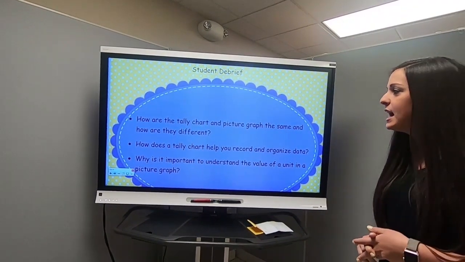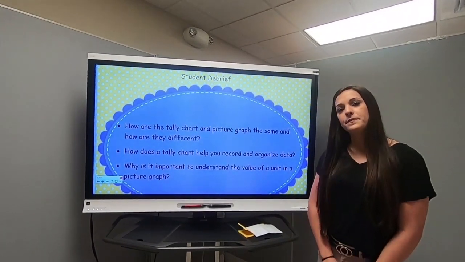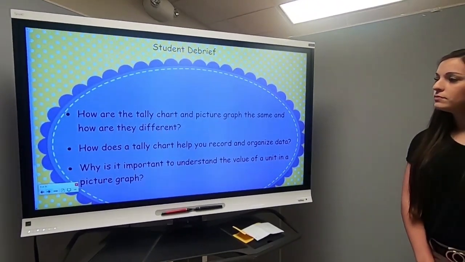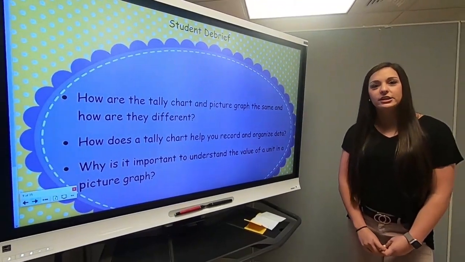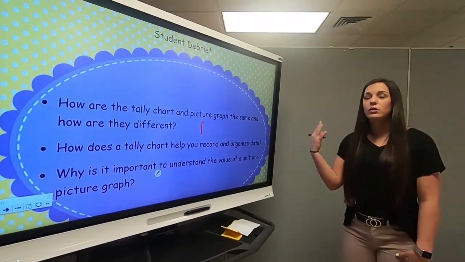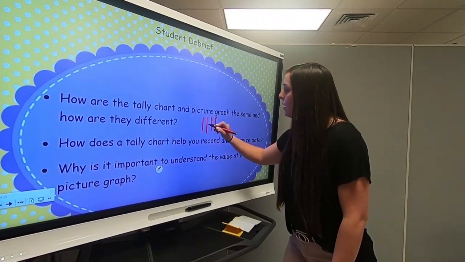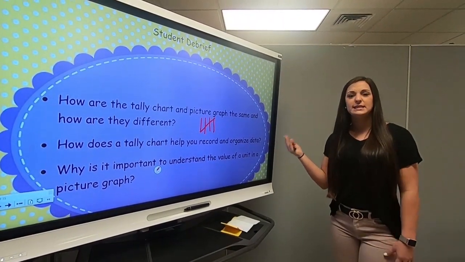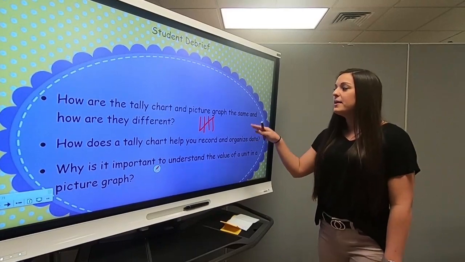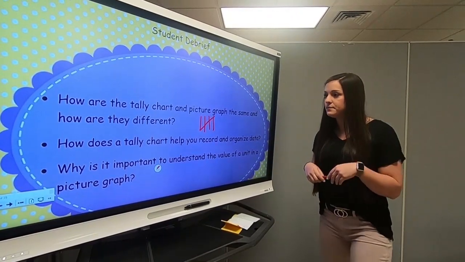The next question says, how does a tally chart help you record and organize data? When we're using tally charts, we use one tally for each student or whatever we're counting by. So if we're using 5, we have that easy slash, and that's so easy to see when you're counting by 5s. And we all know 5s are very easy to count by. So that makes it very easy to organize data when you're talking about a greater amount of things.